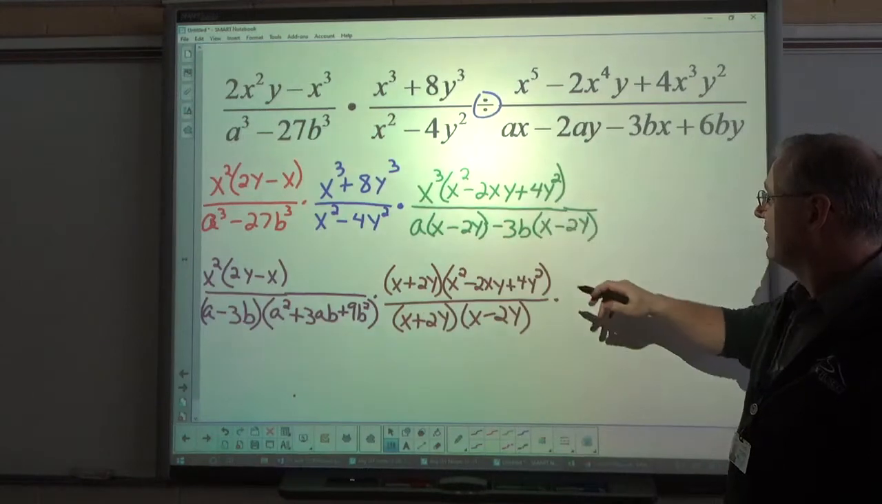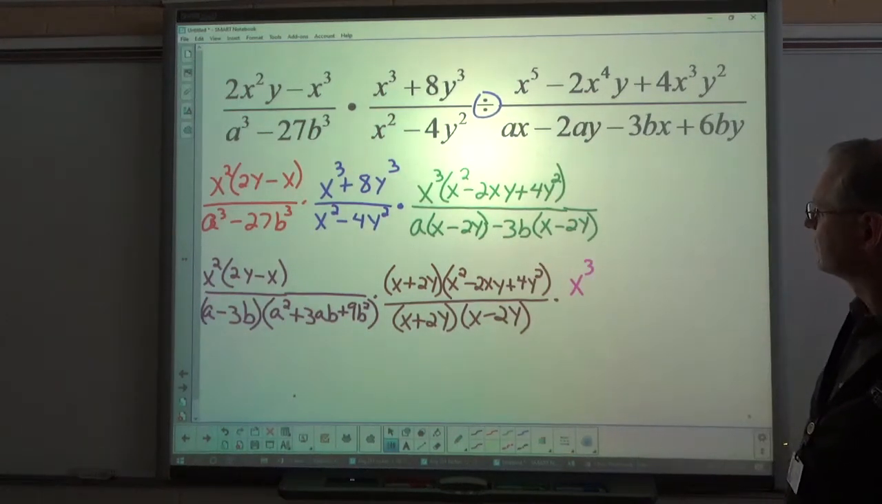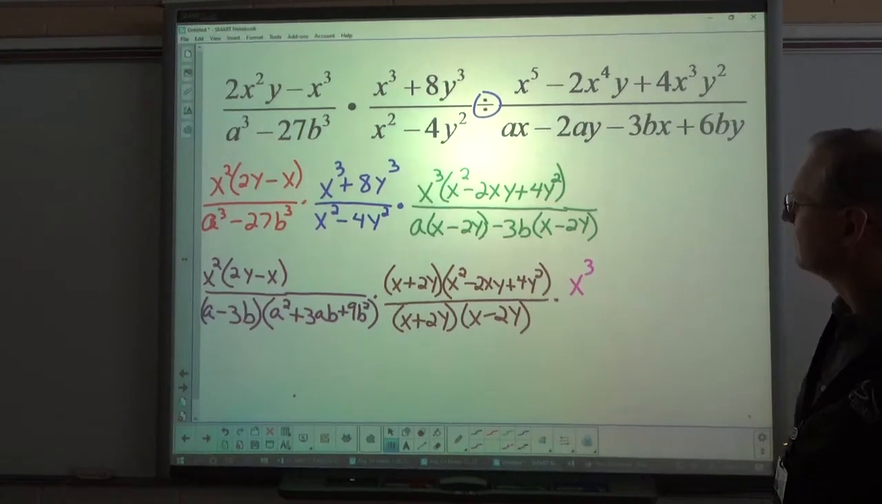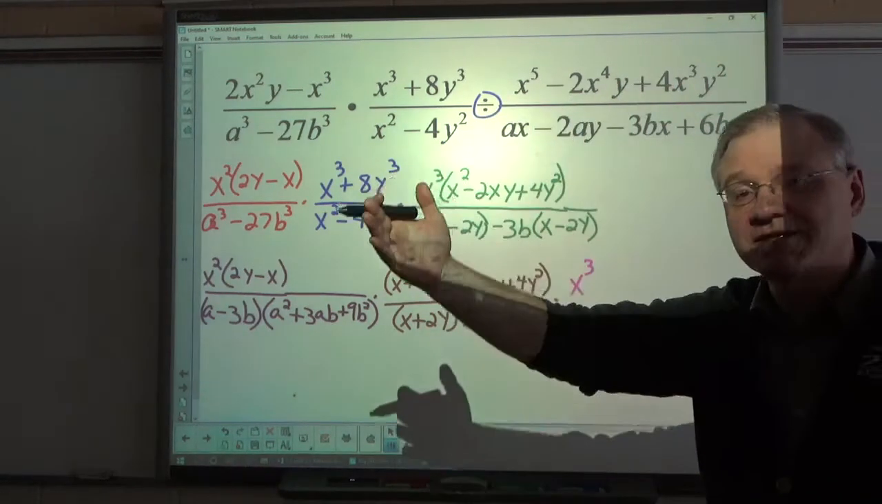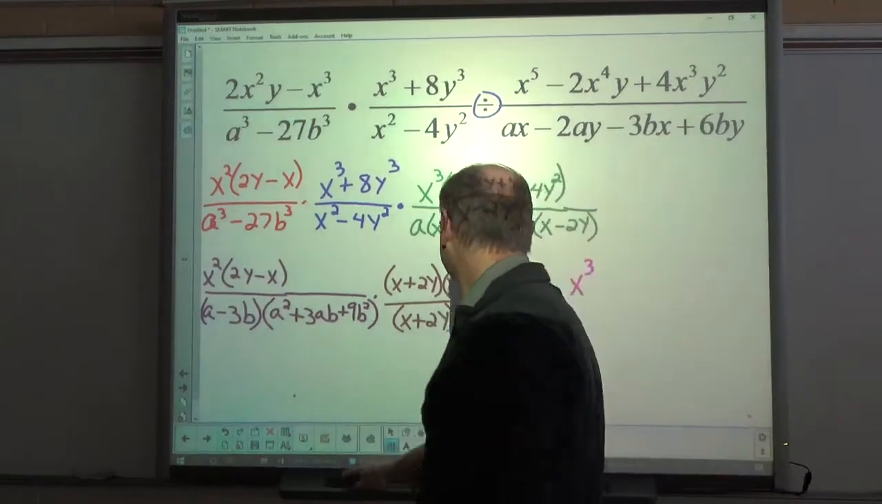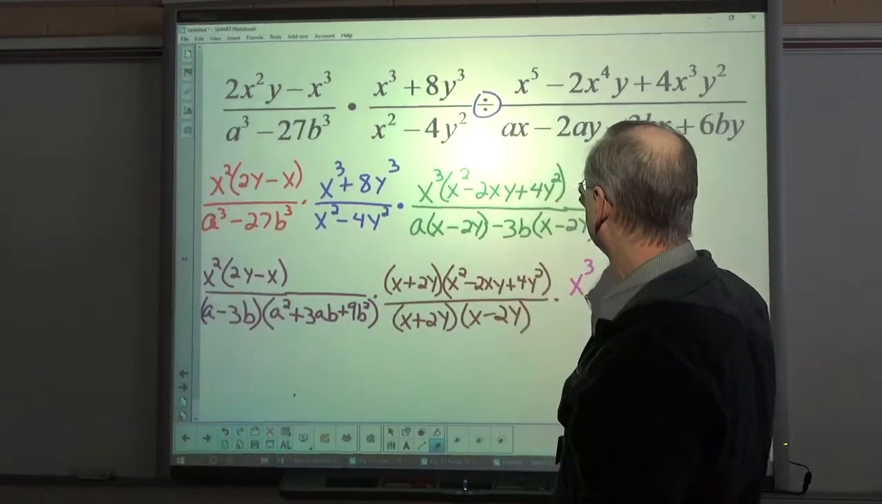On the top, that is x to the third. Can I factor that? No, I don't. Wait. Why is that? Okay. Oh, I forgot to flip it over. Darn it. I have to redo this. I apologize. I forgot to flip it over.